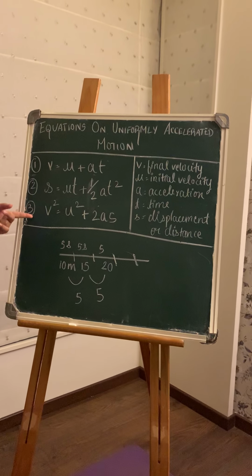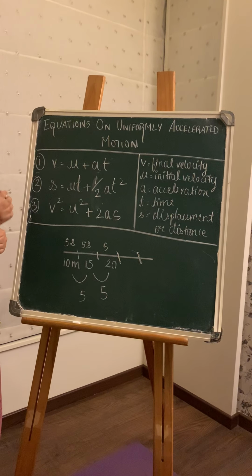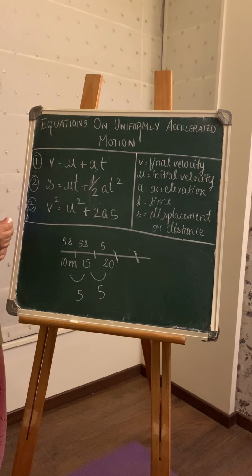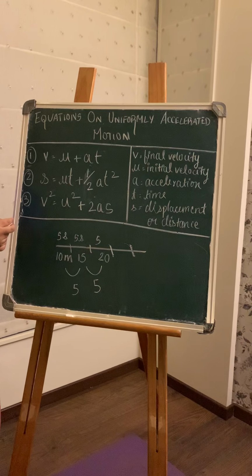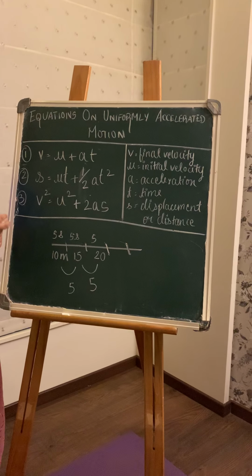So there are three main equations. V is equal to U plus AT, S is equal to UT plus half AT square, and V square is equal to U square plus 2AS.